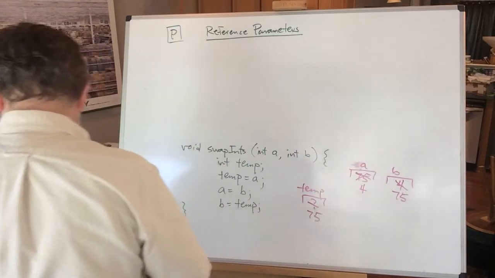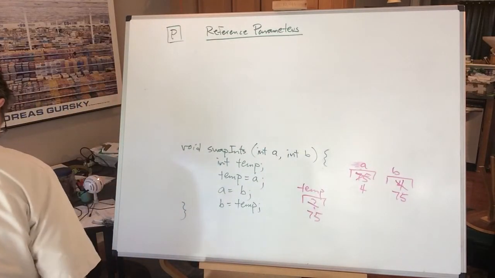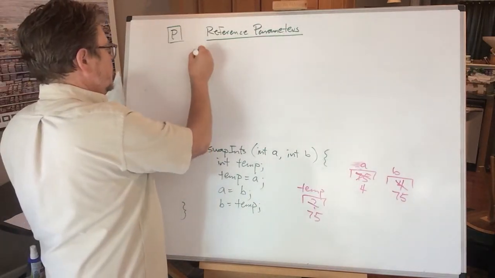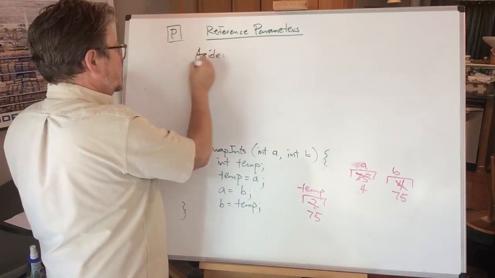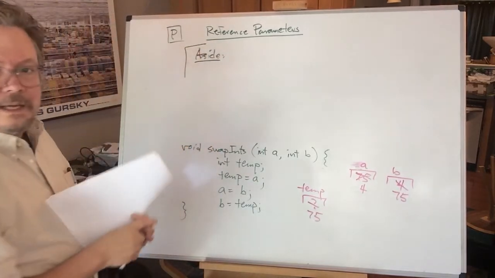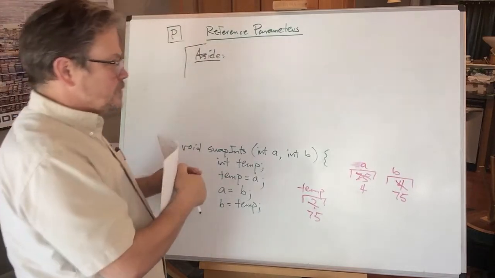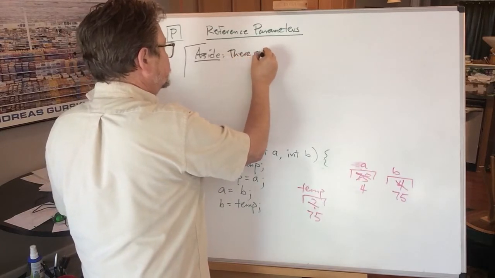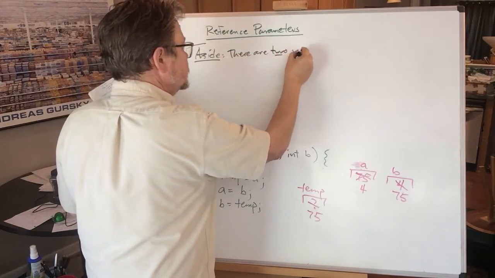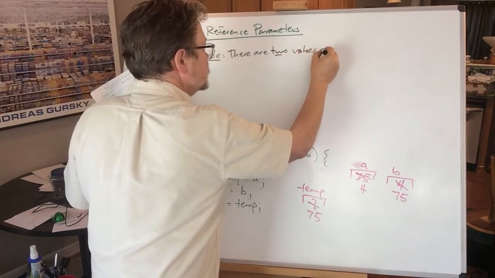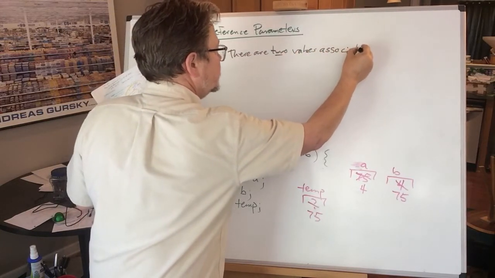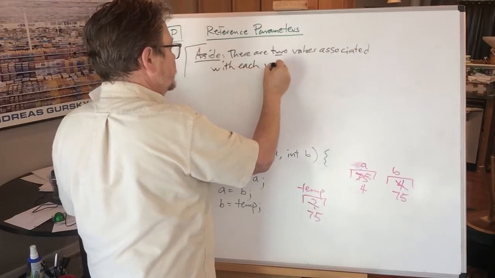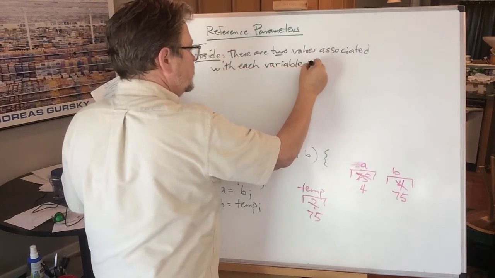This is an aside. Tell you a little story. Aside. I'll even put it in a square bracket like that because it's not really with the flow of discussion of parameters and functions and all that stuff. There are two values associated with each variable in memory.